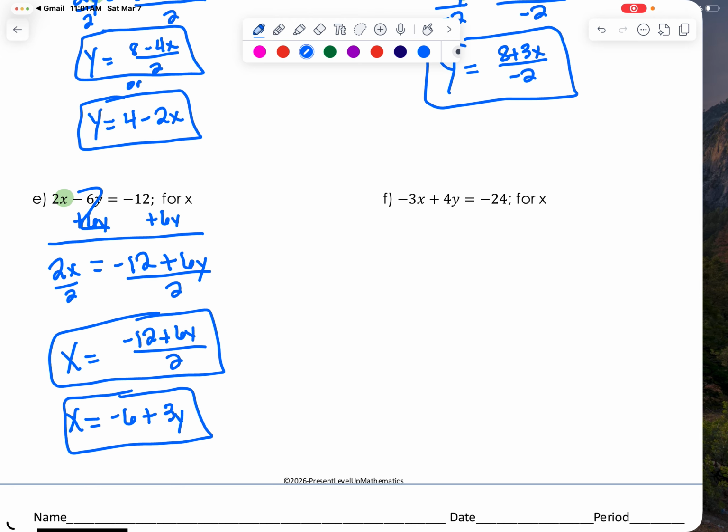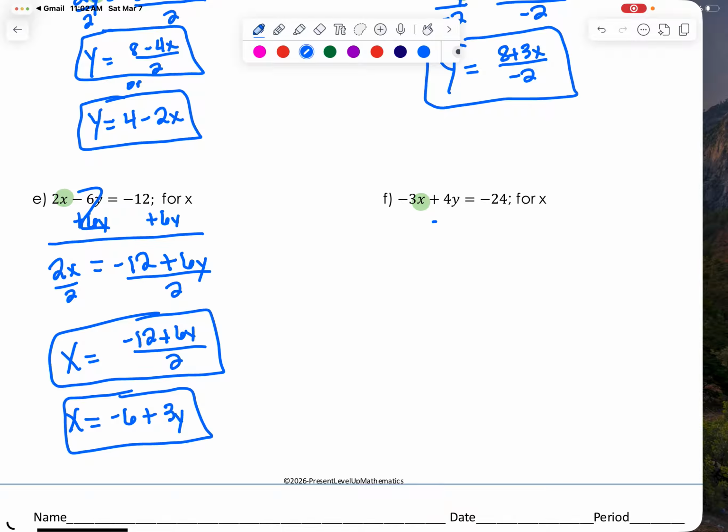Okay. All right, problem F. We have negative 3x plus 4y equals negative 24. Solve for x. Pause the video and try this problem on your own. All right, welcome back. Let's see how you did.